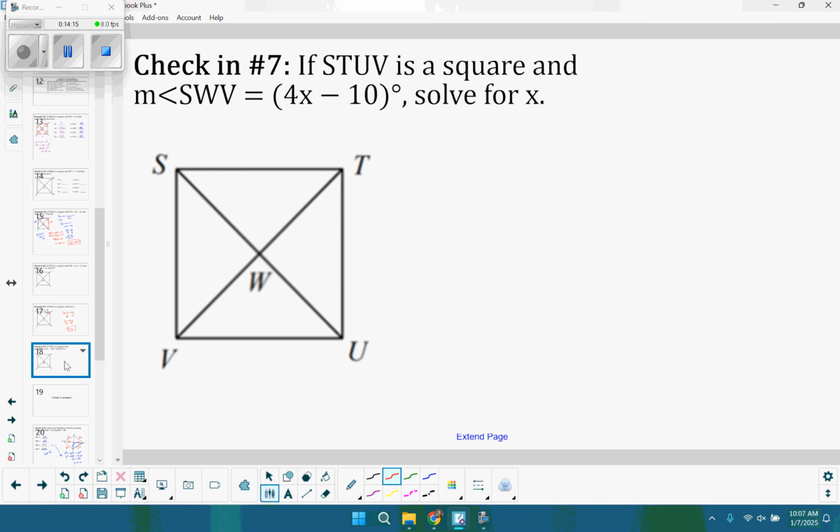There is one final one for you to try. Pause or end the lesson. Check your answer on Classroom. And that is 7.4 part 2.